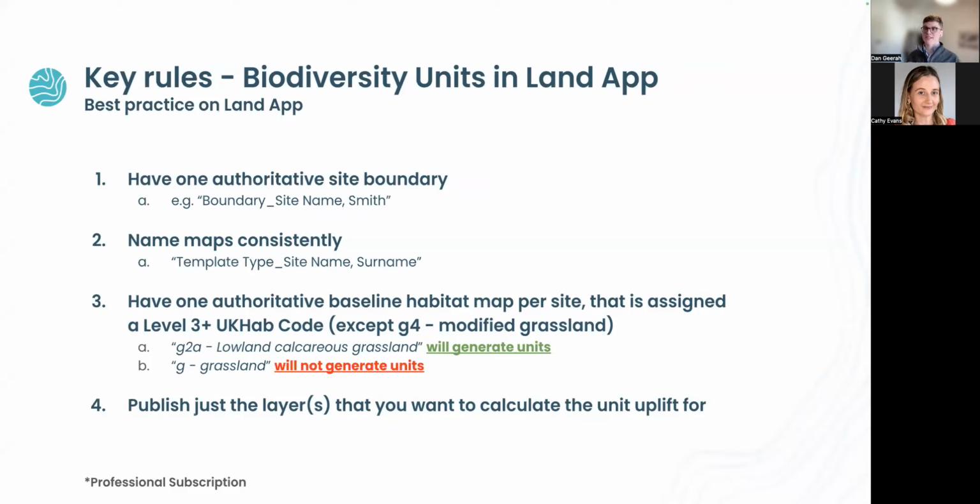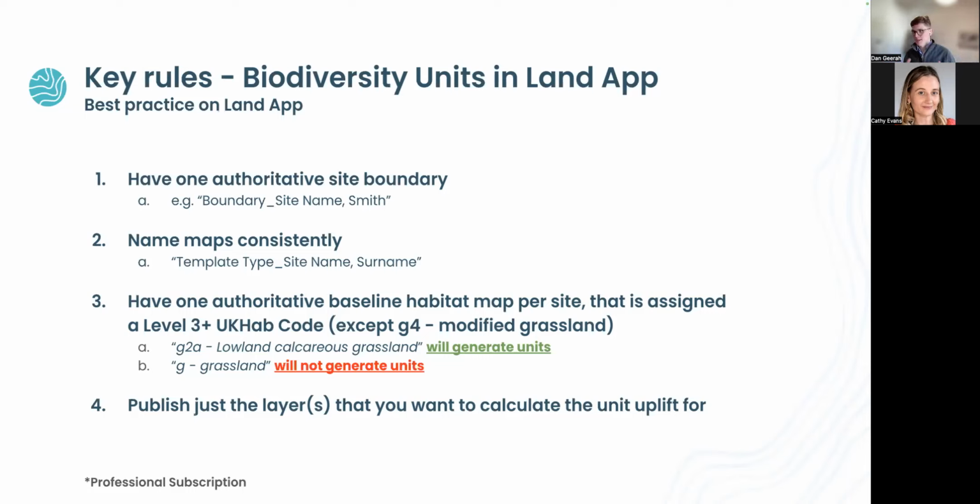What I mean by that is if you've just got a habitat that's labeled G grassland, it will not generate any units. You need to make sure it's down far enough in the classification for there to be a unit assigned to it. So for example, G2A, lowland calcareous grassland, is a habitat that is eligible for biodiversity units, grassland isn't. And that's the same with woodland. If you've just got W woodland allocated, it's not enough. It needs to be W1G, other broadleaf woodland, for example.